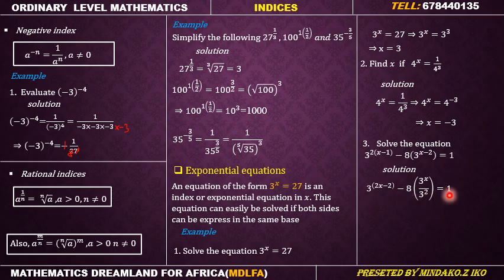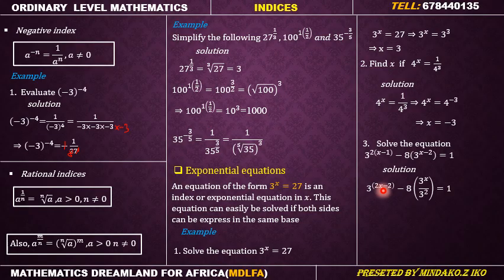Okay, so now what I will do is I will expand this bracket also, such that I will take 3 and multiply it by 2x. So I will have 3 power 2x.